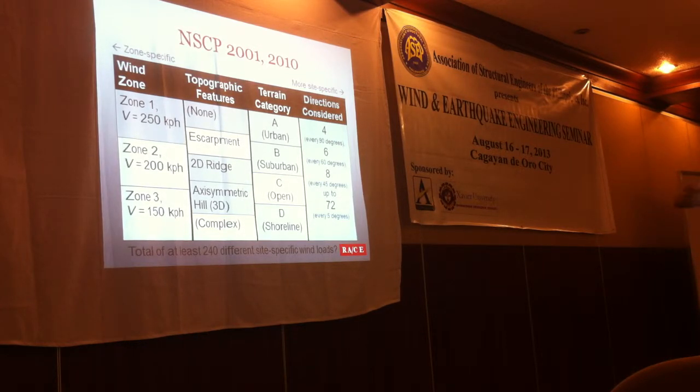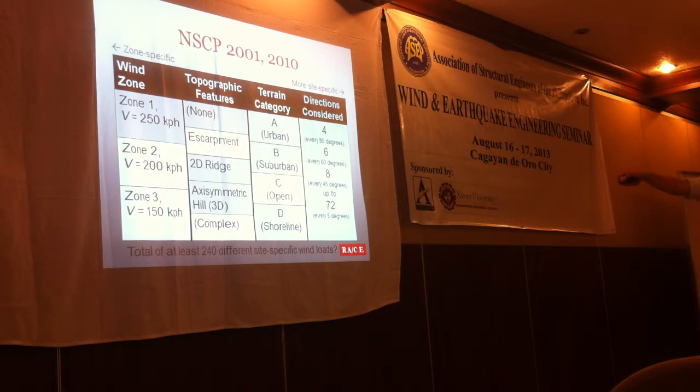Kung flat, kung open yan, kumbaga let's say walang mga ibang building, so open terrain yung tawag doon, category C. Kung may mga low-rise building na katabi, suburban terrain, category B. Actually, kung mga tall buildings, generally category A. Kung nasa tabing dagat, category D yung gagamitin. And then, ang mangyayari dito, dapat actually i-check mo bawat direction.